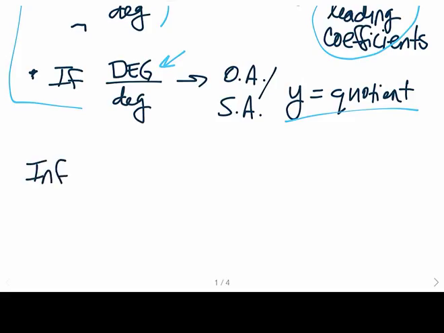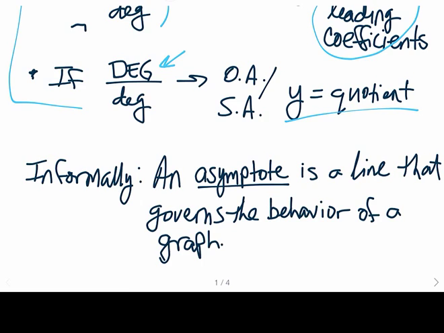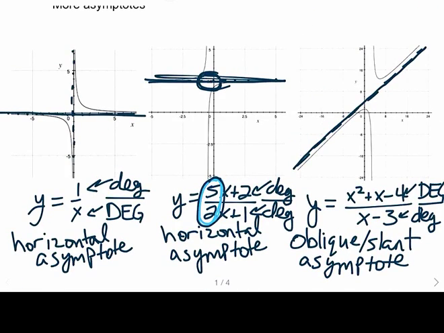Informally, an asymptote is a line that governs the behavior of a graph. And we can see that indicated in our example functions here. In y equals 1 over x, the horizontal asymptote governs part of the behavior of that graph. The vertical asymptote governs part of the behavior of that graph.